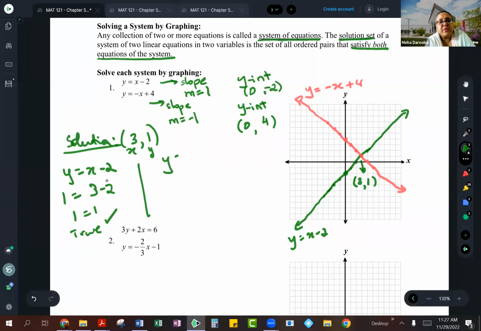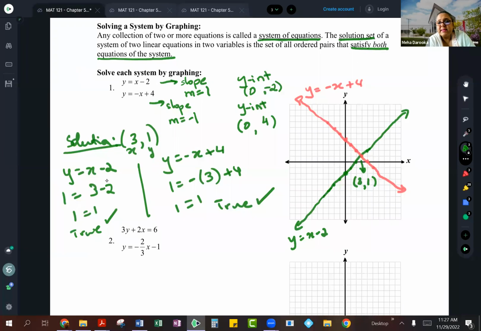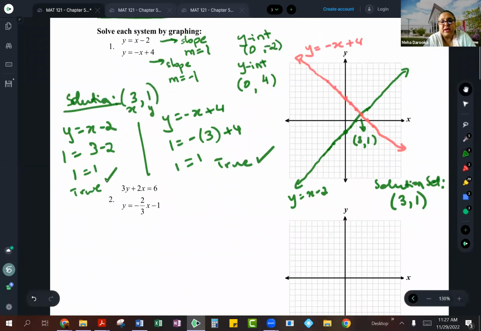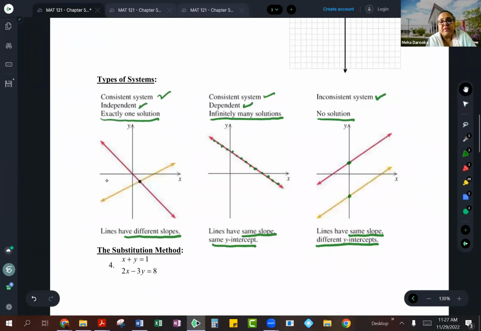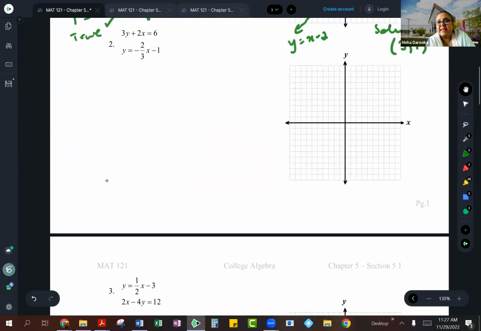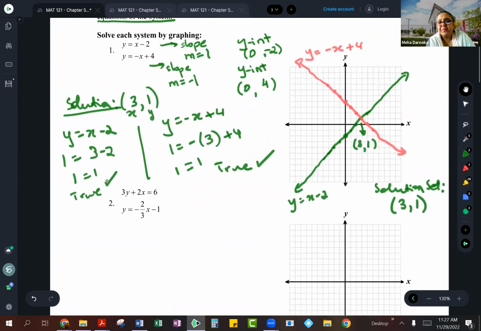We can do the same thing for the second equation. So again, y is 1, x is 3. So you've got -3 plus 4, which also comes out to be 1. So you are getting a true statement on the second one also. And so that tells us our solution set is going to be that ordered pair 3, 1. And that's basically what they were telling us right over here, is that if you have 2 intersecting lines, you will end up with exactly 1 solution. And that's exactly what we came up with.